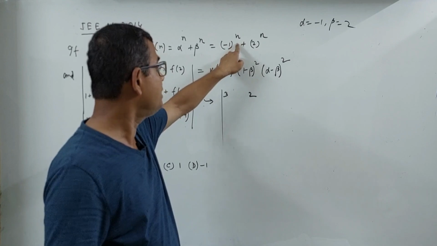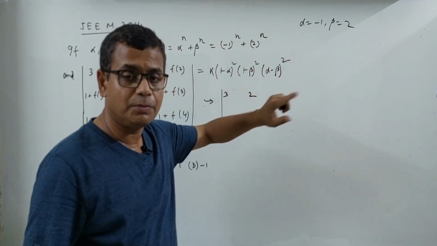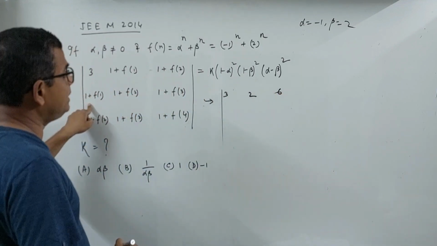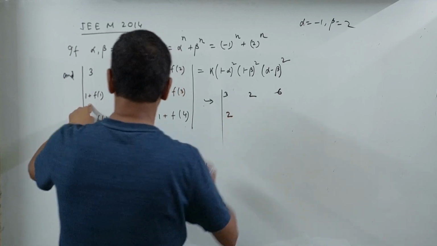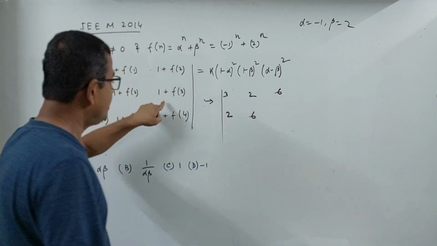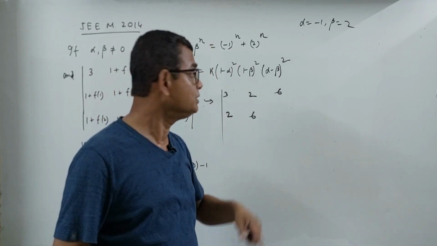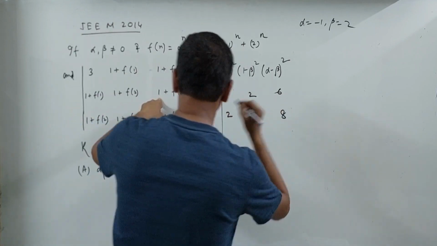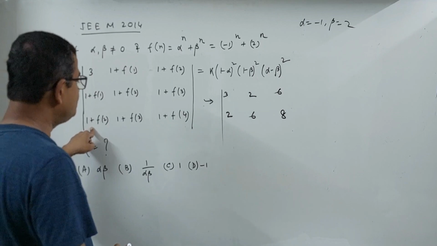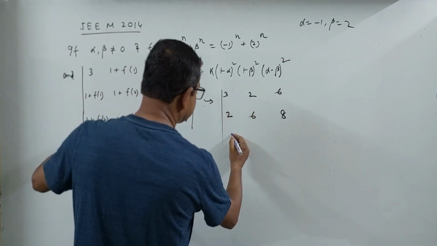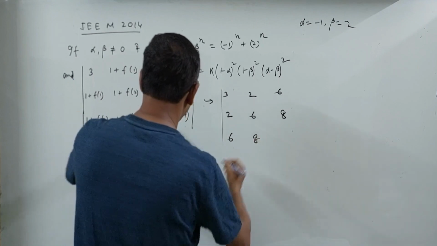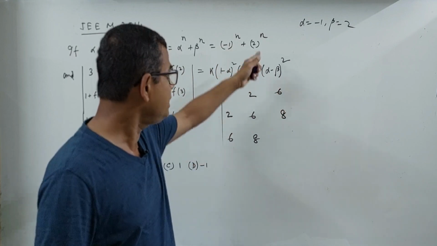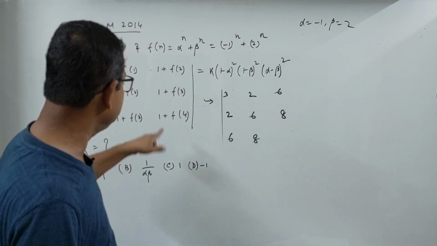If we put n equal to 2 here, (-1) square is 1, 2 square is 4, 4 plus 1 is 5, and 1 plus f of 2, that is 1 plus 5, that is 6. 1 plus f of 1 is 2, 1 plus f of 2 is 6, and 1 plus f of 3: -1 cube is -1, 2 cube is 8, 8 minus 1 is 7, and 1 plus 7 is 8. Now 1 plus f of 2 is 6, 1 plus f of 3 is 8, and 1 plus f of 4: -1 to the power 4 is 1, and 2 to the power 4 is 16, 16 plus 1 is 17, 17 plus 1 is 18.